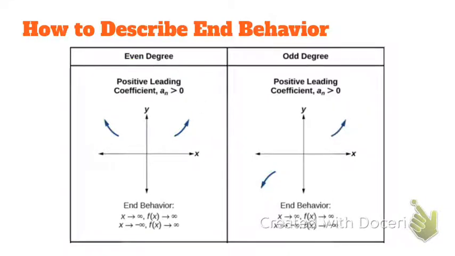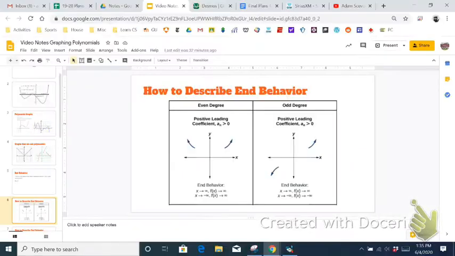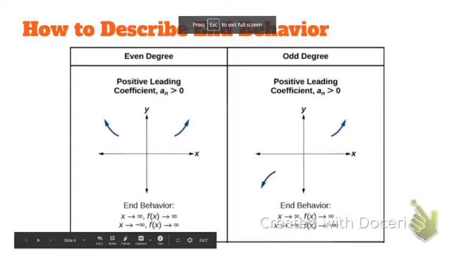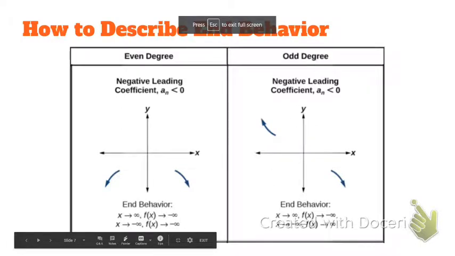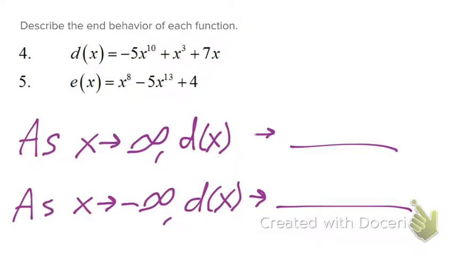Okay, and if we look at the other two cases that are possible, let's say we have a negative leading coefficient. Well, that's going to go towards negative infinity on the right, no matter what. If it's an even degree, it's going to go the same direction on the left. Odd degree, opposite.